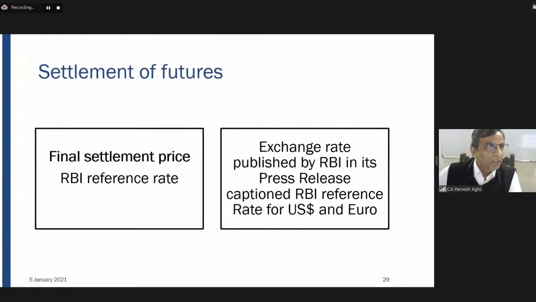So the final settlement price is the RBI reference rate. RBI gives a rate, and that rate is chosen as the final settlement price. The exchange rate is published by RBI in its press release, captioned as the RBI reference rate for US dollar and euro. So the RBI keeps coming out with these rates, and these are called RBI reference rates.